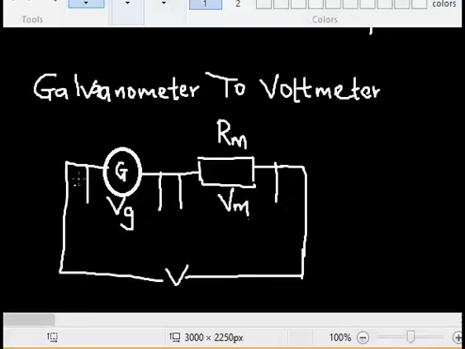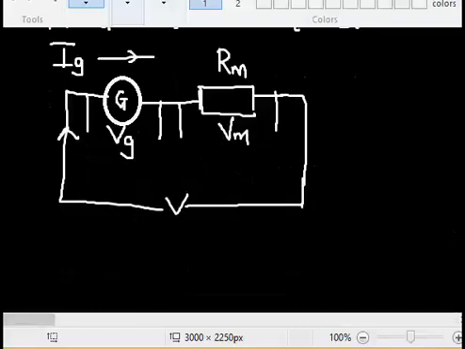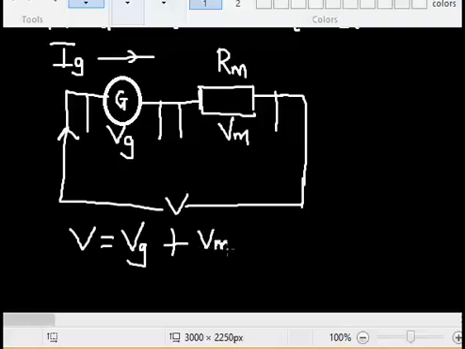Now don't forget that the galvanometer will still take its maximum current, which is IG, full scale deflection. Since the galvanometer and the multiplier are in series, the same current passing through the galvanometer is what will pass through the multiplier. All right, so now let's apply the voltage. The voltage supplied is equal to the voltage across the galvanometer plus the voltage across the multiplier.